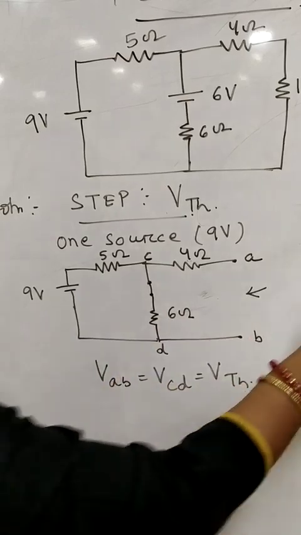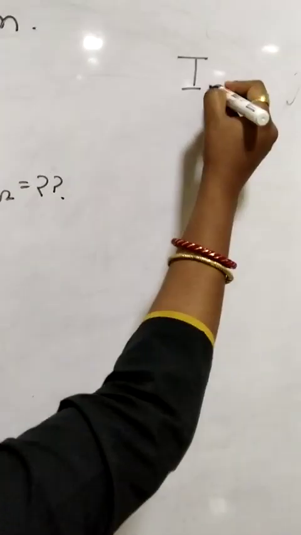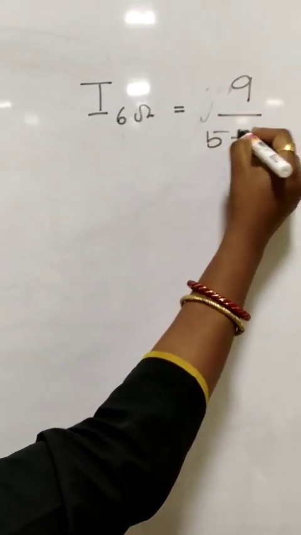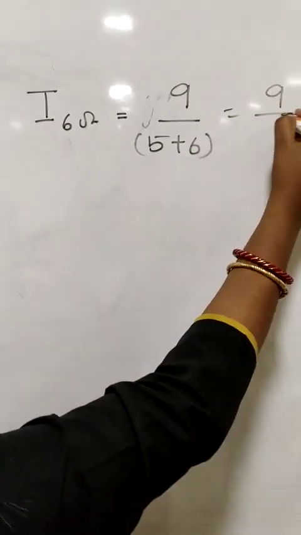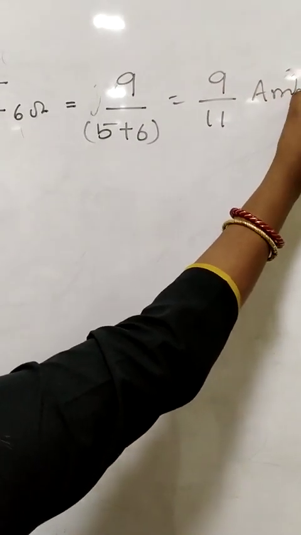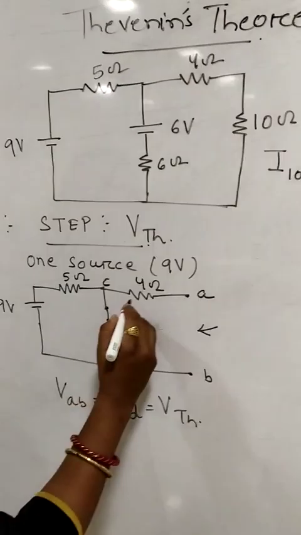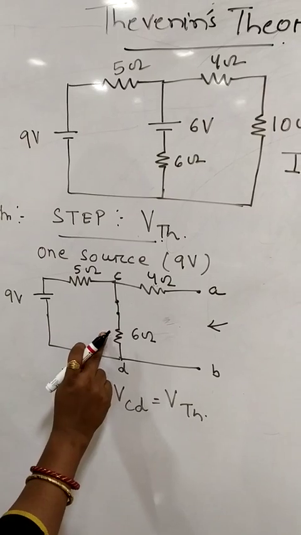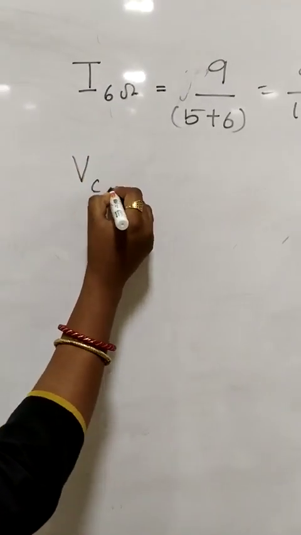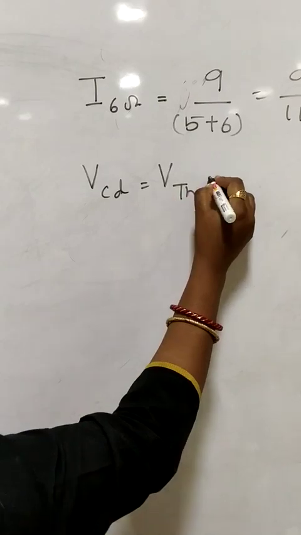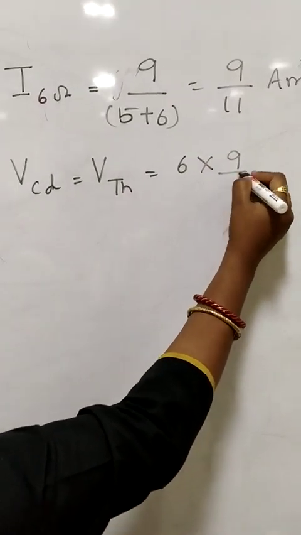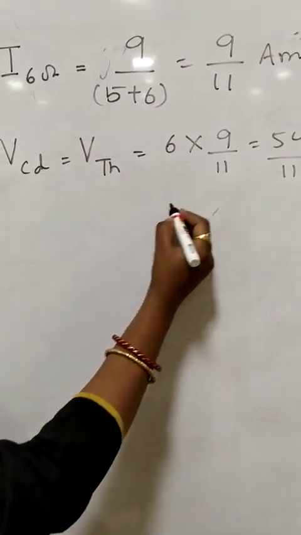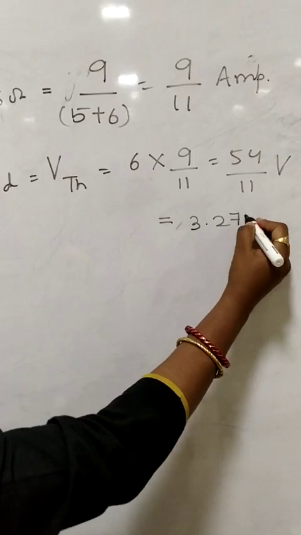This is my 9 volt source. So the current through the 6 ohm resistance will be total voltage 9 volt by 5 plus 6, that is 9 by 11 ampere, my total current flowing in this circuit. Coming back to this circuit, as this side is open circuit, whatever current flows in this 5 ohm, the same current flows through this 6 ohm. Therefore the voltage across CD, or Thevenin voltage, will be 6 ohm into current 9 by 11, that is 54 by 11 volt, which is equivalent to 3.27 volt.